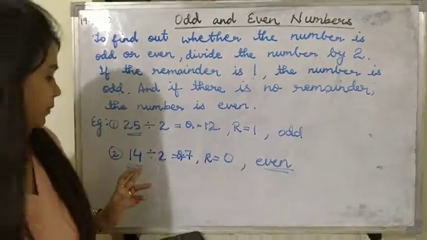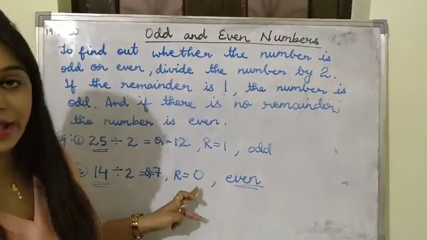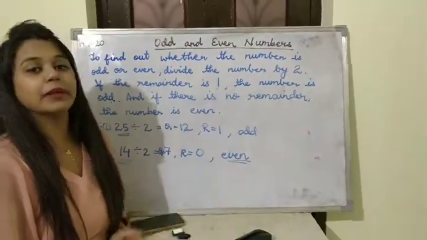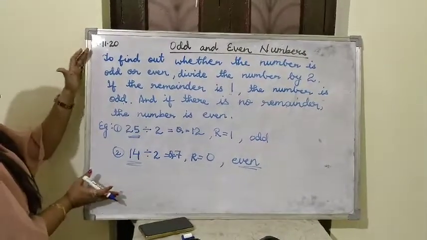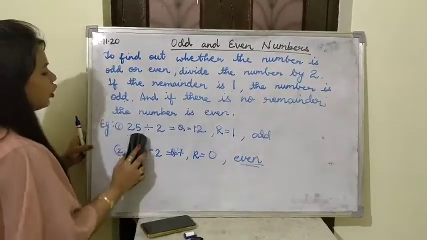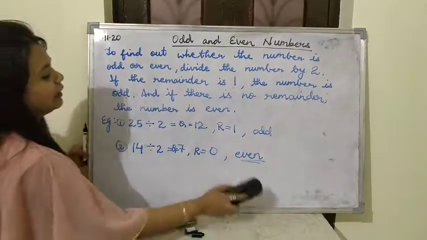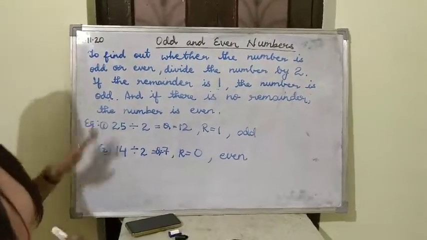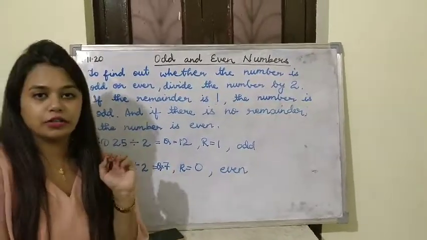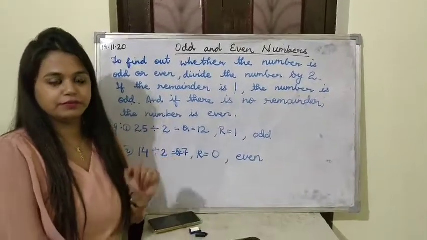This number is completely divisible by 2. There is no remainder, that is, 0 is written as remainder, so your number becomes even. Fine boys. So this complete definition you will copy down in your notebook as it is, in very clear, neat and clean handwriting. Okay boys, complete till here, and I'll give you a few exercises. Please do them also in your notebook.